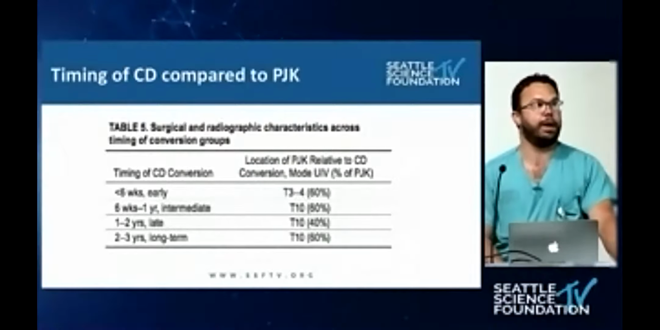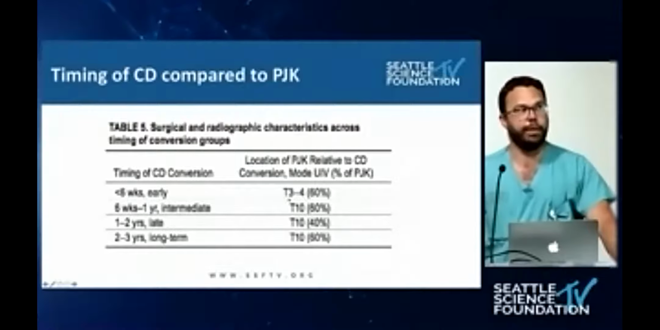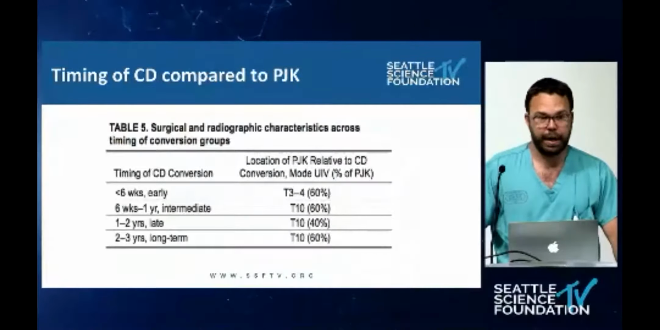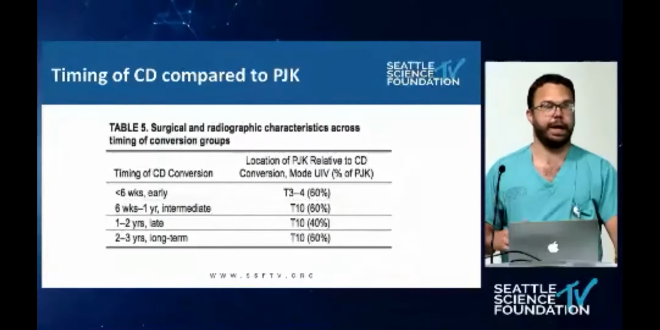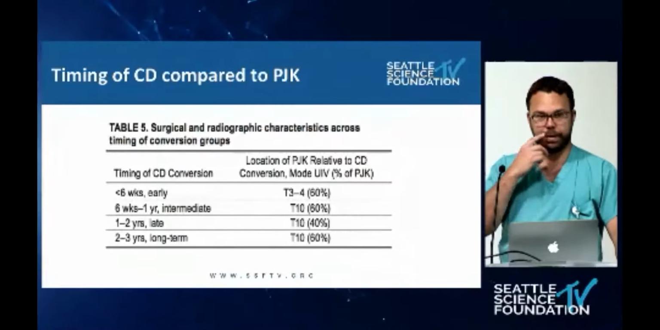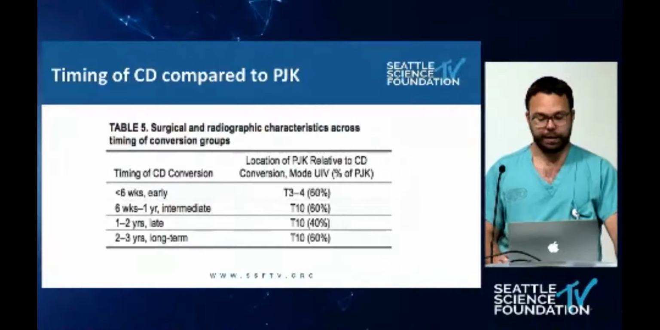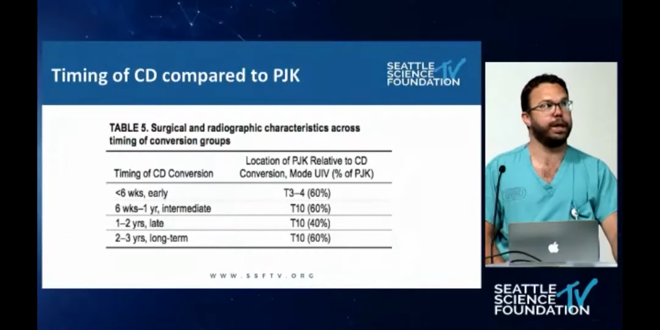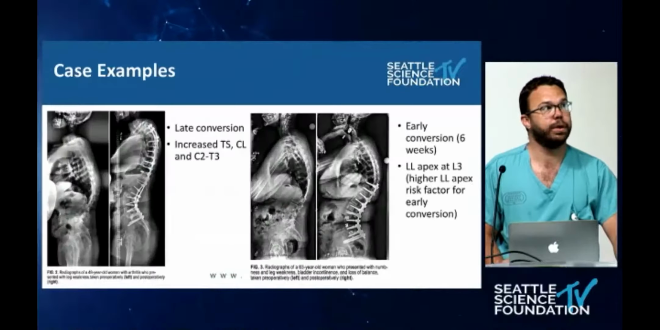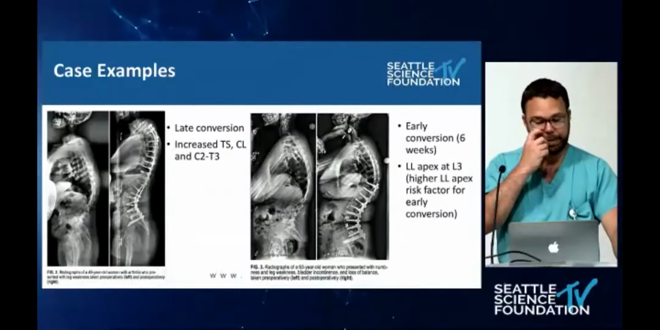But then at all time points after that, 6 weeks to 3 years, the most likely UIV was T10, like a T10 to pelvis. And I think that what they're trying to say is that as people get PJK at the T10 level, their likelihood of developing cervical deformity and then needing surgical correction increases. So I went over a couple case examples.